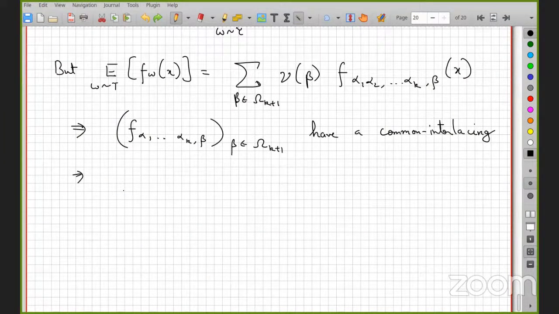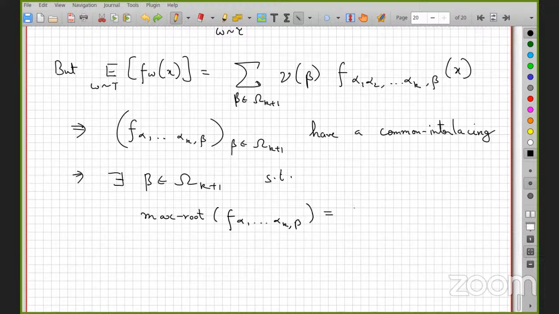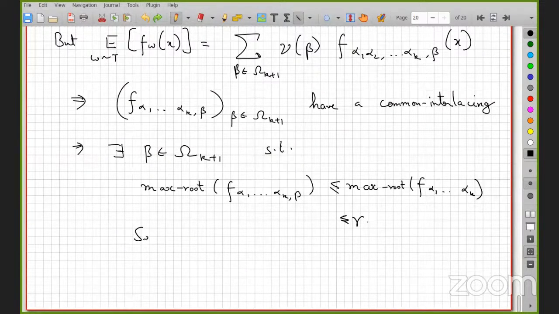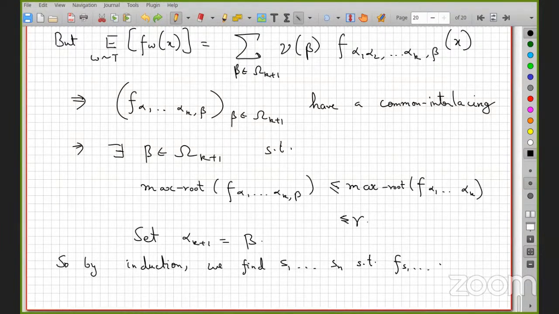A common interlacing, and therefore there exists beta in omega k plus 1 such that the max root of f alpha 1, ..., alpha k, beta is less than or equal to the max root of f alpha 1 all the way to alpha k, which is less than gamma. So set alpha k plus 1 equal to beta. So by induction we find alpha 1 through alpha n.